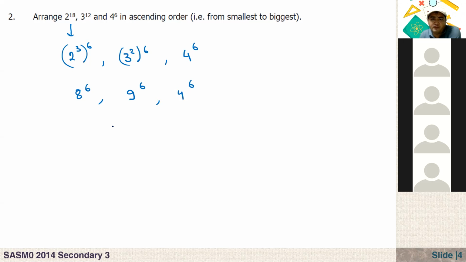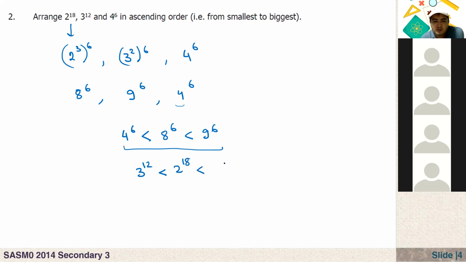So it says from smallest to the biggest. Which one is the smallest? Whose base is the smallest, right? 4 to the power of 6, smallest. Next one is 8 to the power of 6 and 9 to the power of 6. And of course, when you're writing this, we need to write the original number. 9 to the power of 6 means 3 to the power of 12 is the smallest one. 8, that is 2 to the power of 18, it is the second smallest one. And the last one is, what?